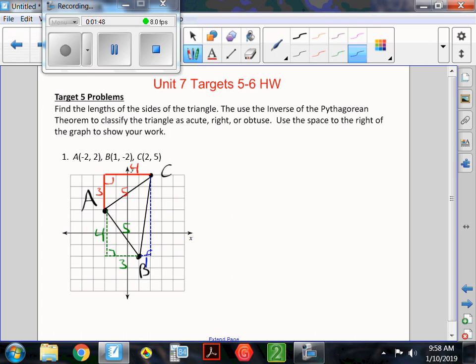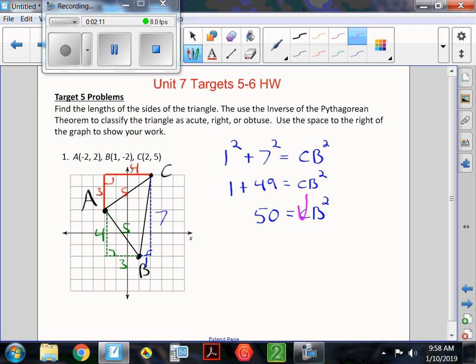I'm going over 1 unit, and I'm going up 7 units. So using the Pythagorean theorem, 1 squared plus 7 squared is going to equal CB squared, the length of CB. So 1 plus 49 is equal to CB squared, which is 50. The square root of that then tells me that CB as a length is equal to the square root of 50. Now, I know that square root of 50 breaks down to square root of 25 times the square root of 2, and so it can be written as 5 root 2.